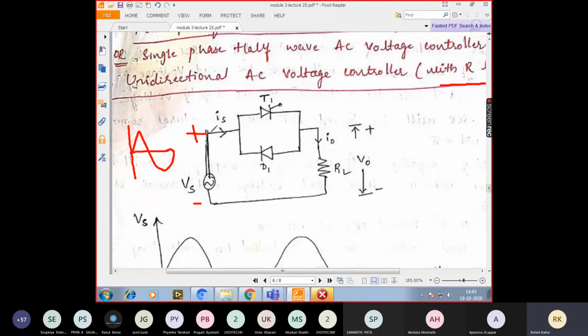Because the positive terminal is applied to the cathode, the diode is reverse biased. Reverse bias means it is acting as an open circuit. There is no connection between this part of the circuit and this phase control AC voltage controller, no connection between the anode and the cathode. The thyristor, which is in forward blocking mode, is waiting for the gate pulse.